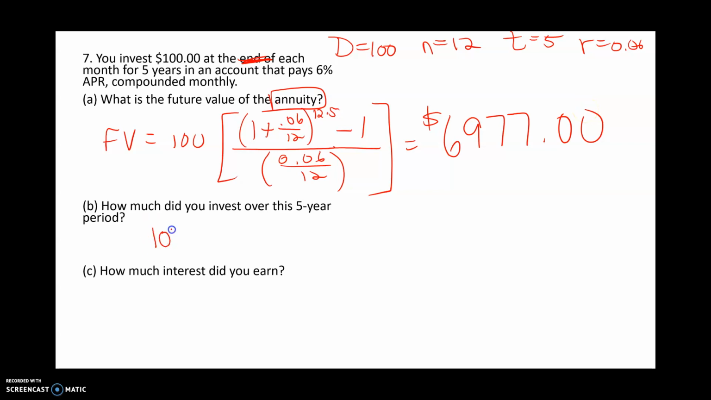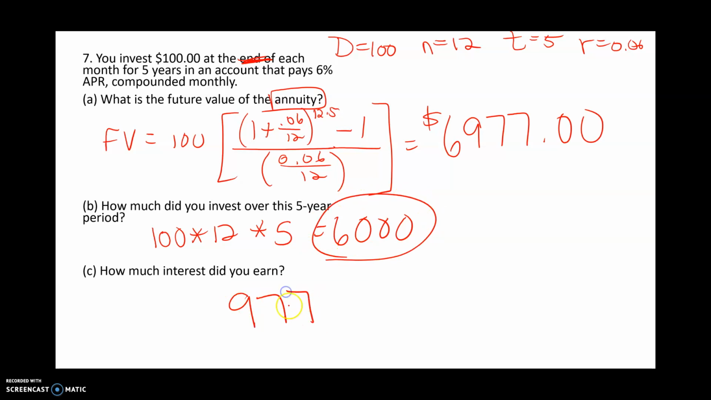How much did you invest? Well, I put in $100, 12 months. That gives me how much I put in per year times the 5 years. So I put in $6,000. How much interest did you earn? Well, the value of my annuity minus my investment means I earned $977.